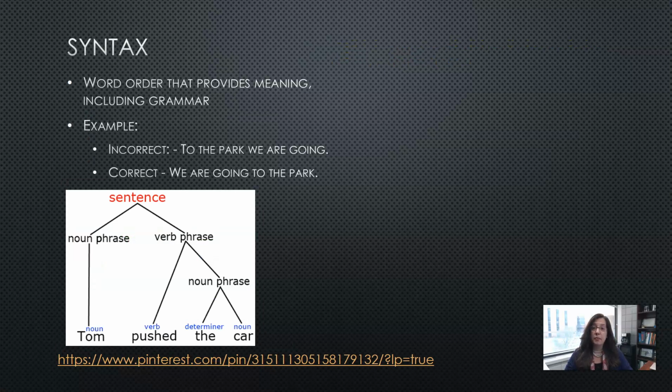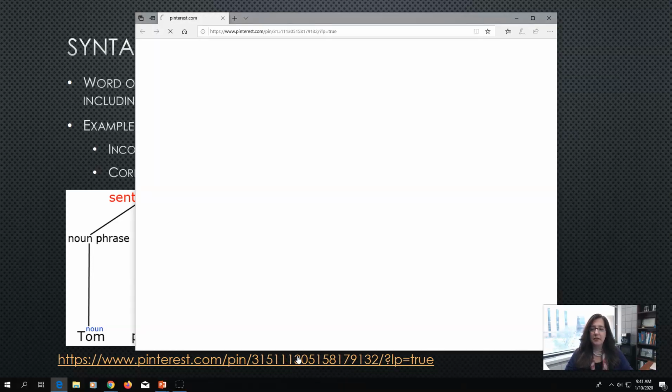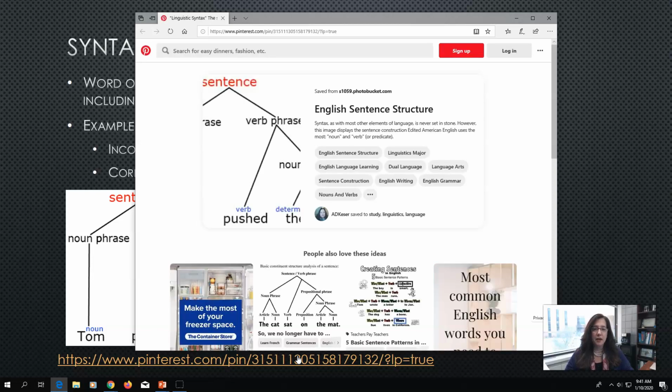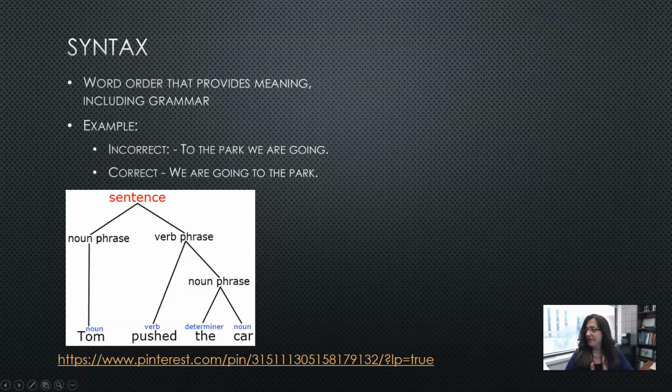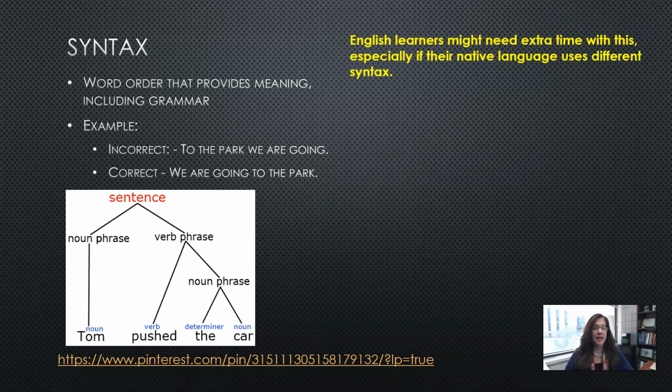Syntax, which is word order that provides meaning, including grammar. So for example, to the park we are going, as opposed to the correct we are going to the park. And I know a lot of teachers look at Pinterest for different visuals. And so I found this particular visual on Pinterest. Something to consider when you are looking for visuals to help with your instruction for your English learners, think about Pinterest. They have a lot of different things. And English learners might need extra time with this, especially if their native language uses different syntax or very different syntax than English.